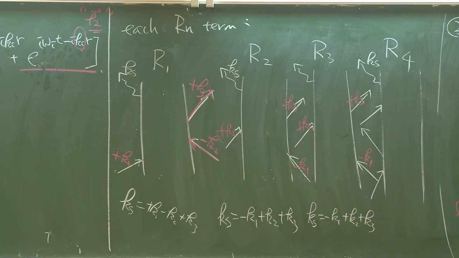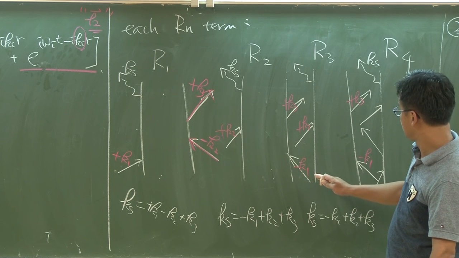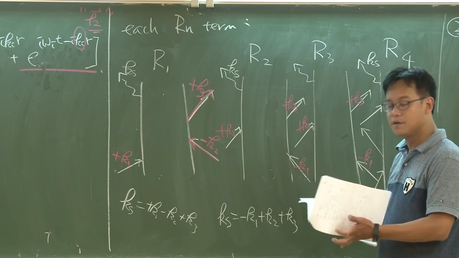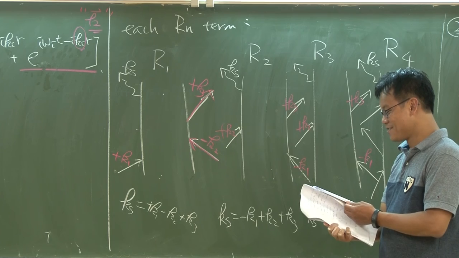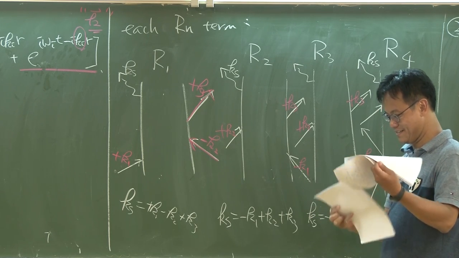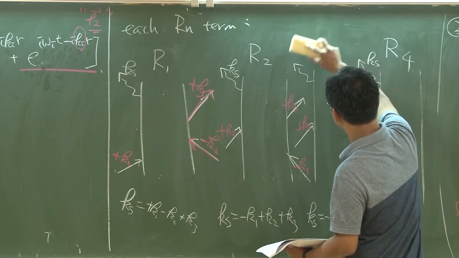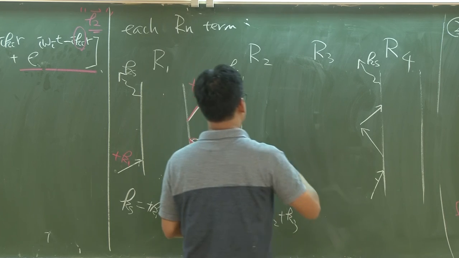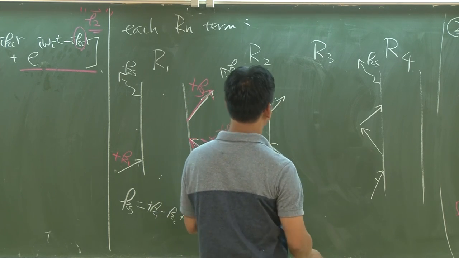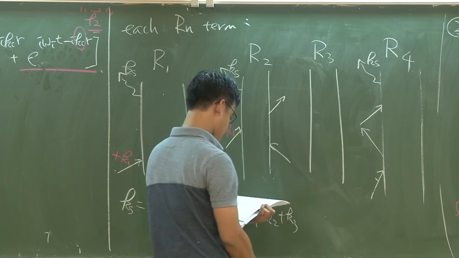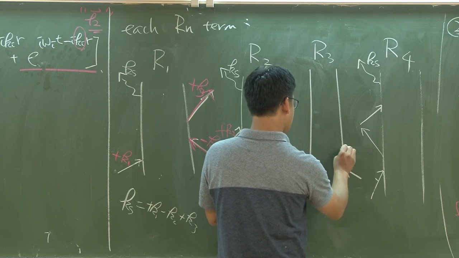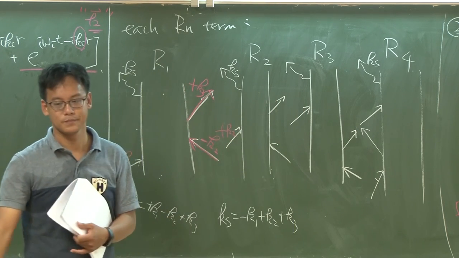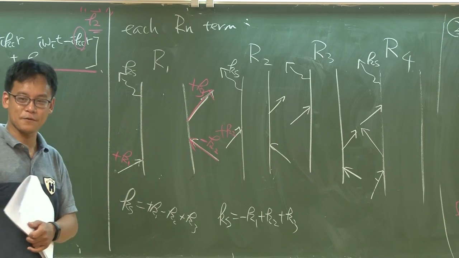No problem, it's the same. Oh, you mean the arrows? Sorry. You are right, I'm wrong. Yeah, this R3 is not R3. R3 is going out here, coming in here. Sorry, I copied the wrong diagram. Now this one is good.